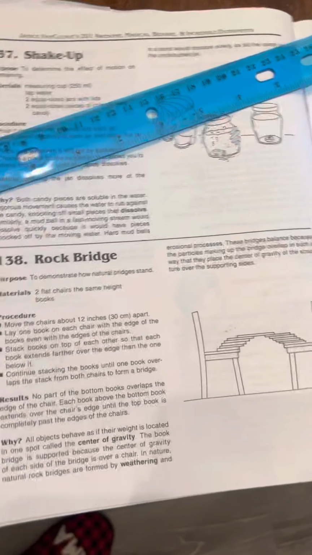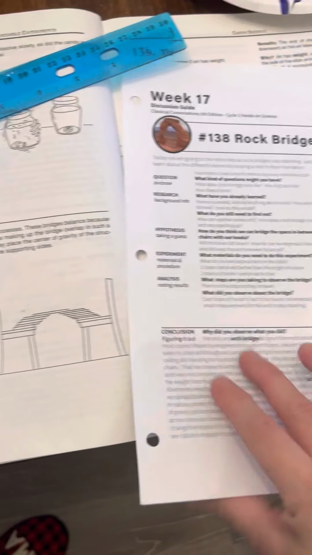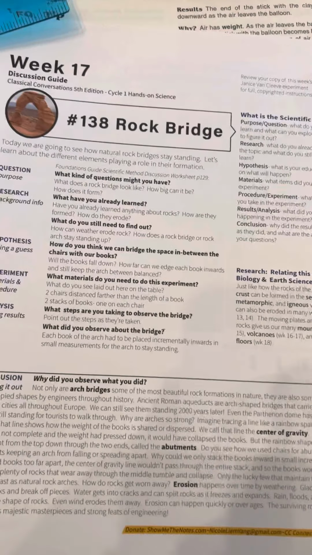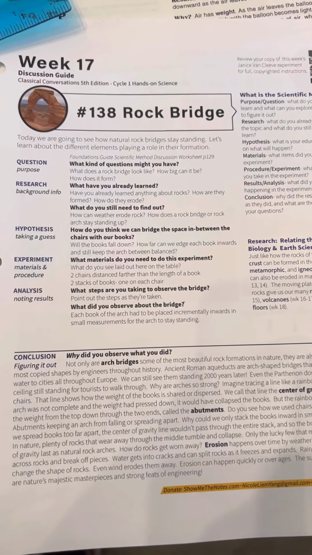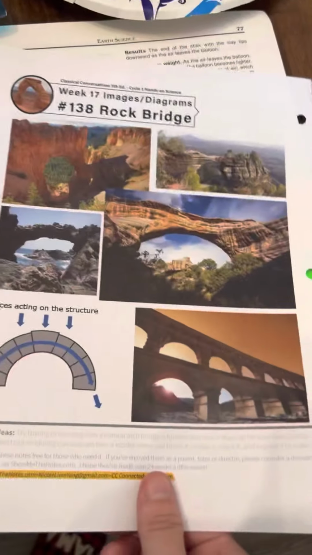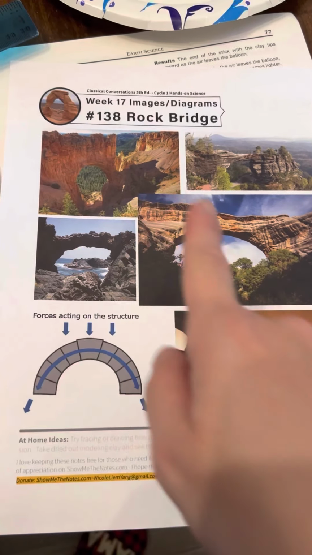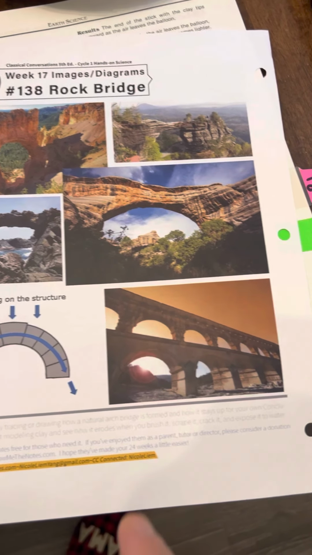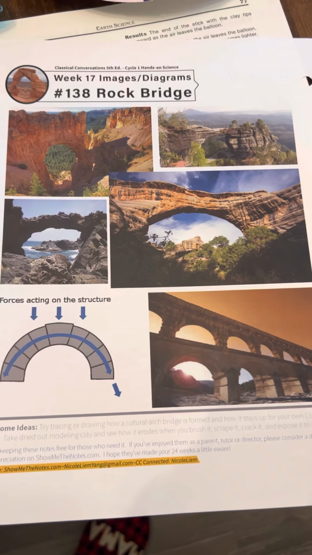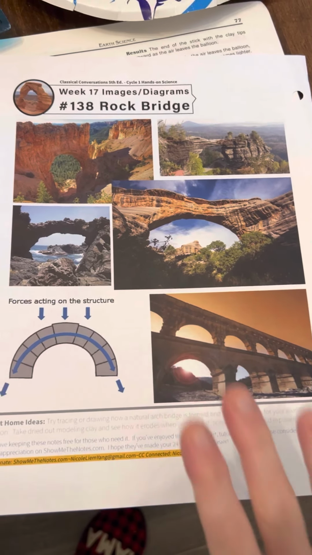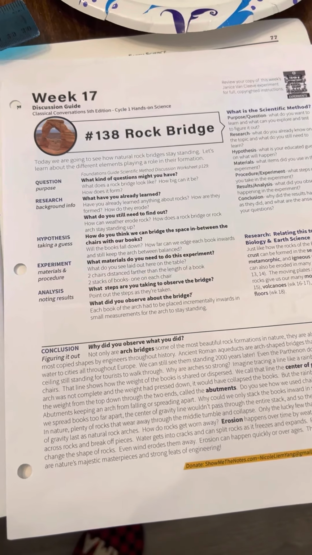But the purpose is to demonstrate how natural bridges stand. And so in the science sheets that I'll be giving you, it gives some really great questions about where they might observe rock bridges. Some people may have traveled in places where they might have seen them, just like these. And it's kind of cool to consider how they've used rock bridges as a guide to help them learn in architecture how you can get a natural bridge to stand.